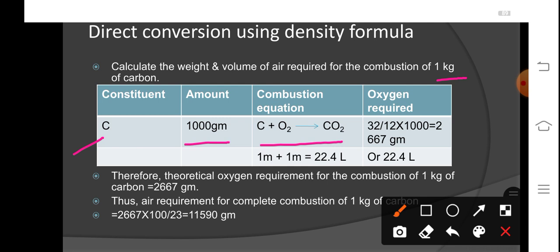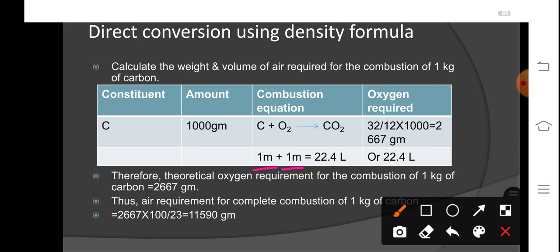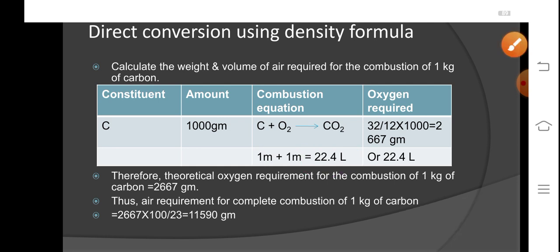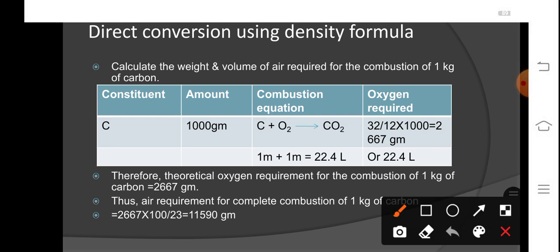So what will be the weight of oxygen required? Molar mass of oxygen, that is 32, upon molar mass of carbon, that is 12, into the amount of carbon given, that is 1000. So this will be the weight of oxygen required. Now you can see that 1 mole of carbon requires 1 mole of oxygen. So 1 mole of any gas at NTP occupies 22.4 liters of volume. Now the theoretical oxygen requirement for 1 kg of carbon will be 2667 grams.